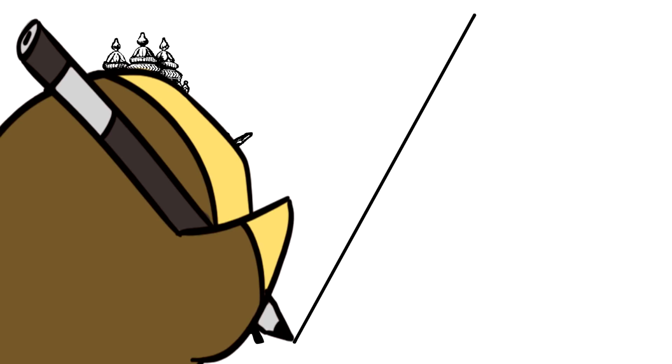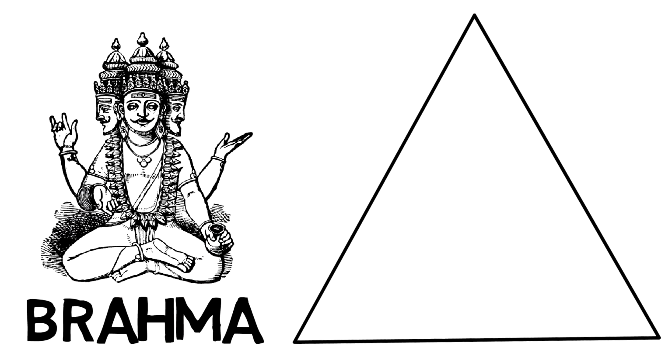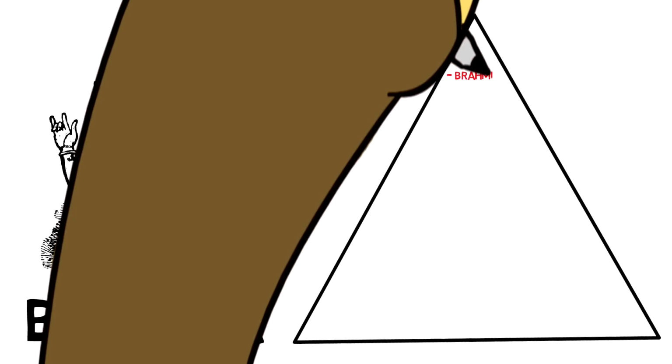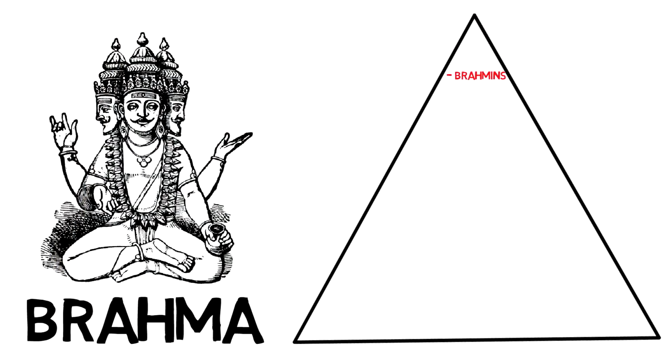The 4 main castes are believed to be related to the creator god Brahma in Hinduism and reflect a part of the god's nature. The top class, which were mainly teachers and intellectuals, are believed to have come from Brahma's head.